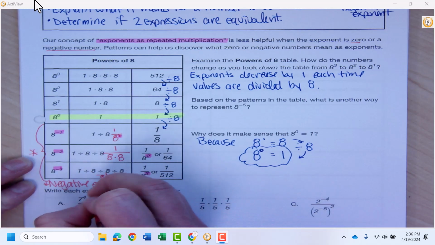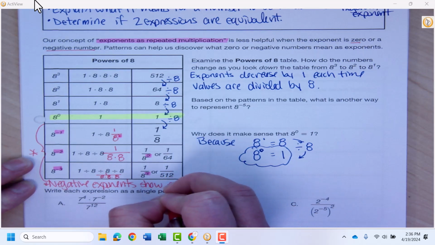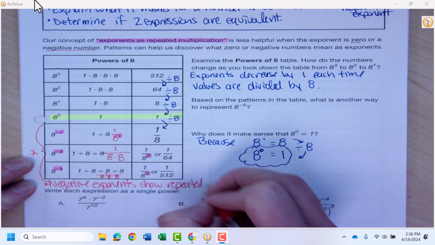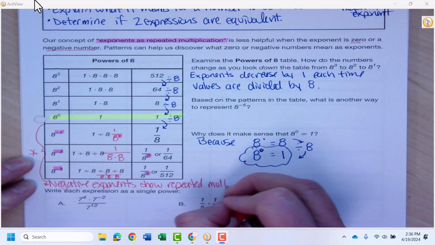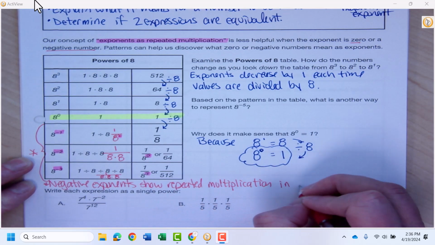Negative exponents show repeated multiplication, just like we have all along, in the denominator.